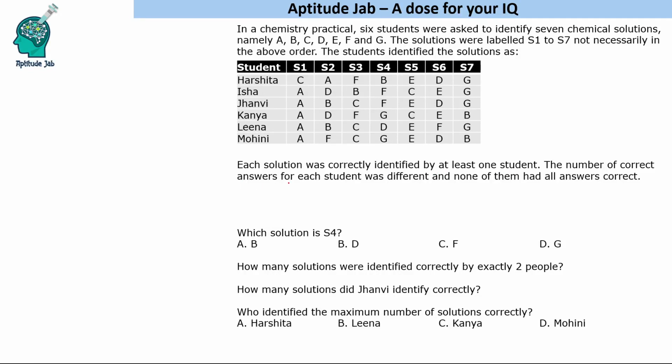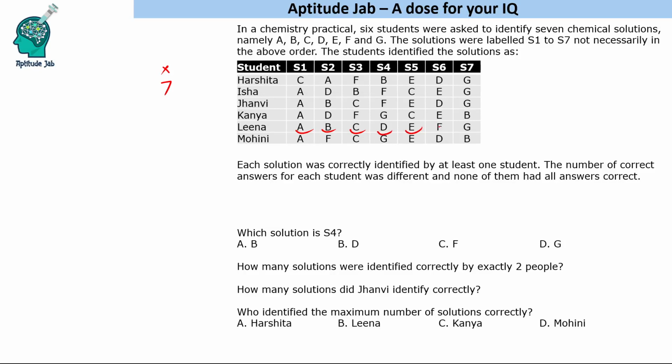The number of correct answers for each student was different and none of them had all answers correct. So that means no one got all 7 correct. Okay. Now let us try to understand one important thing here. Let us say Lena answered A, B, C, D, E, F, G. Let us suppose Lena got A, B, C, D, E correct. Till E she got correct.